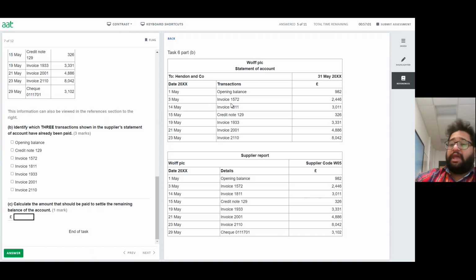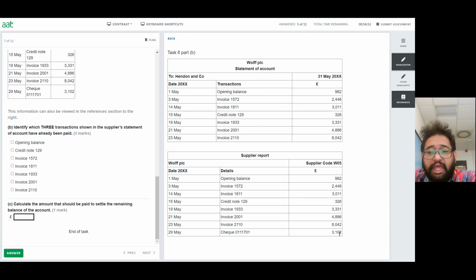If you notice here, the difference between those two is only with this last check amount. This check is something we have paid from our system, but it is not reflecting on the statement of the supplier. The supplier hasn't processed that payment yet. Therefore, we have to find out what are the 3 transactions on the supplier statement that may have already been paid.